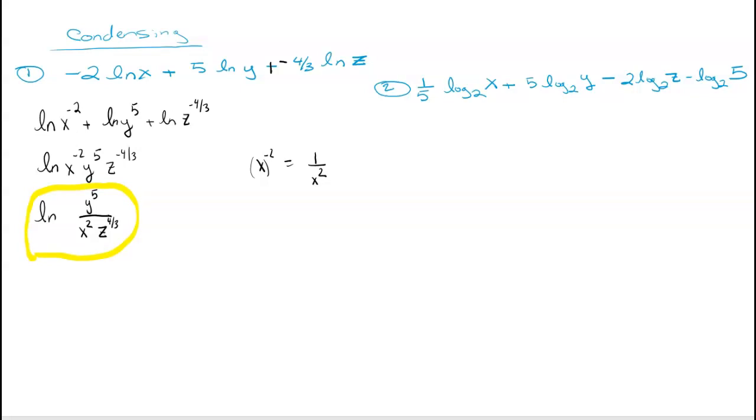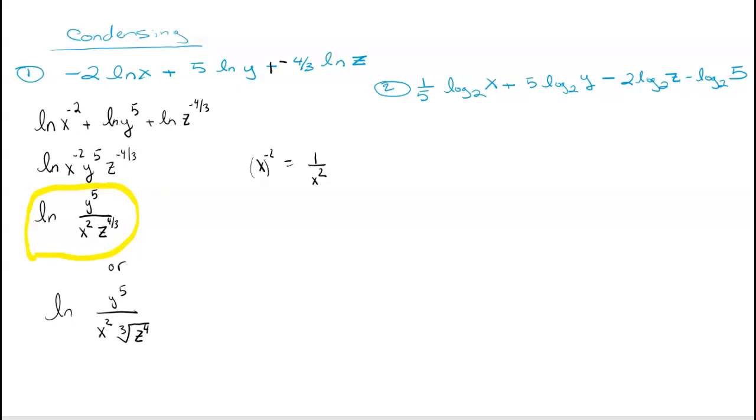Now I always get a few questions. Well, I notice that there's a fractional exponent. Can I leave it like that? Absolutely. If you want to, you can write this as y to the power of 5 in the numerator, x squared, and then this will become the cube root of z to the power of 4. So if you want to write it as a radical, you can, or you can just leave it as a fractional exponent.